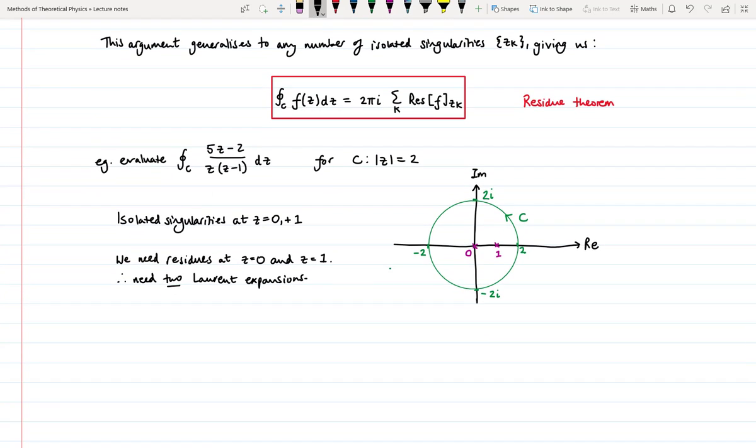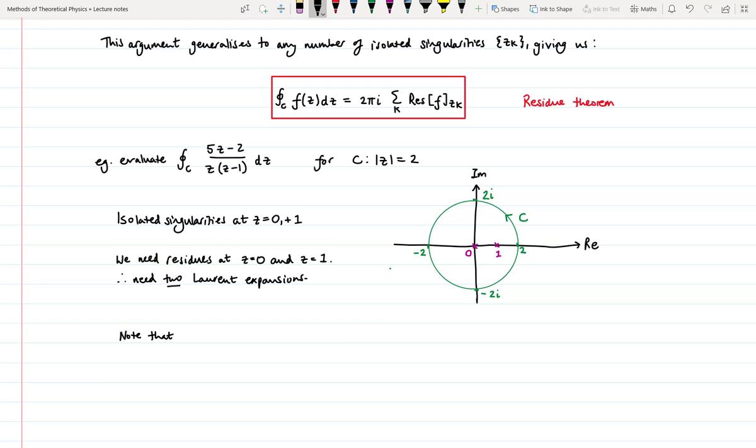Why is that the case? Well, when we do this shrinking trick above, the circular contours end up lying in the neighbourhood of each singularity. And that means that you need the Laurent series in that neighbourhood for you to get the correct residue. I'll write that down here.